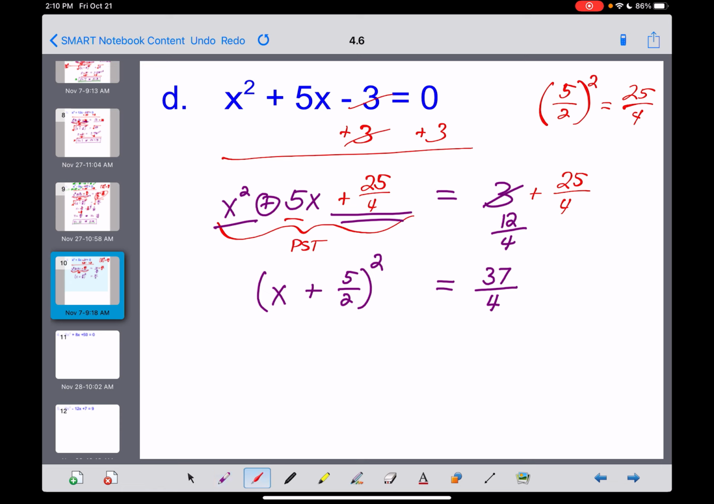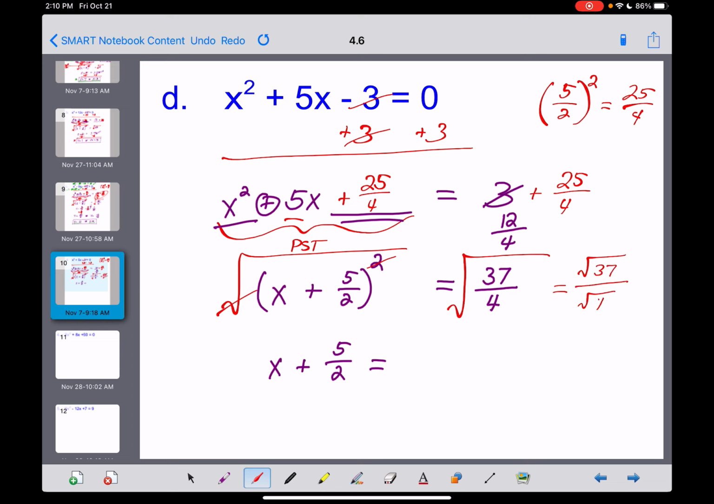Okay. Now, let's get x by itself. We get rid of the square by doing the square root of the left and the square root of the right. The square and the square root cancel each other out, so we have x plus 5 over 2 equals, okay, and here's where something interesting happens. When you go to take the square root of a fraction, I told you guys before to just take the square root of the top and the square root of the bottom, but unfortunately, 37 is not a perfect square. So I'm still going to do the same thing I just said. I'm going to break that down into the square root of the numerator over the square root of the denominator.